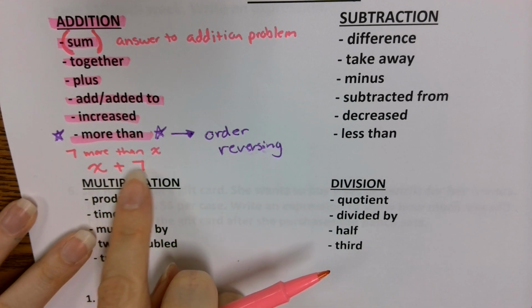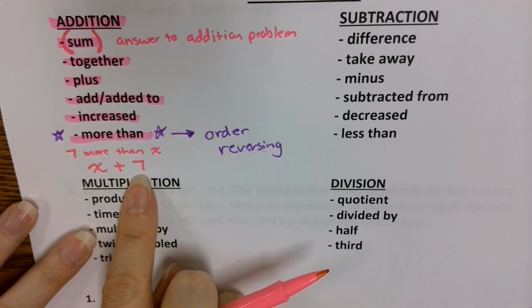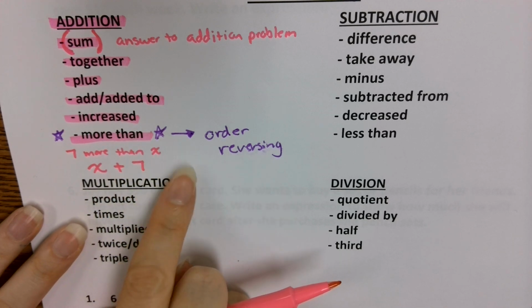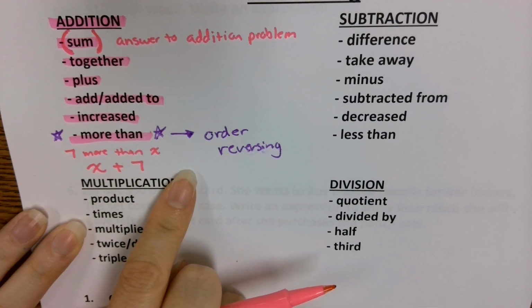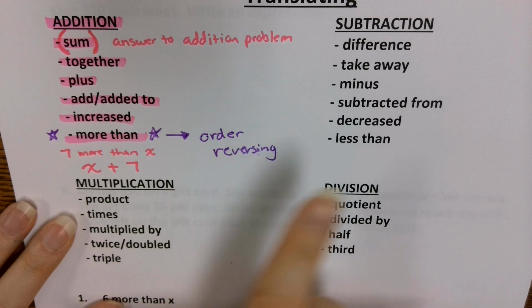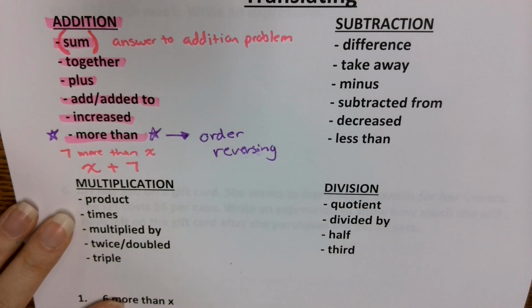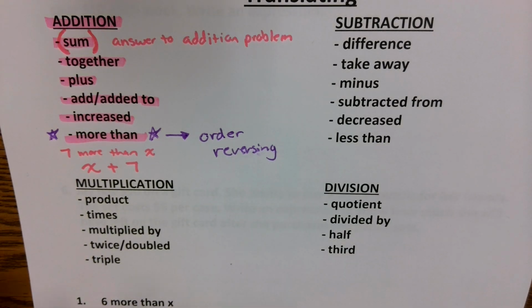You have to make sure you understand that. This is a very important one. This is the kind of thing that people get wrong all the time. And it doesn't make as much of a difference with addition as it does with subtraction. Subtraction also has some order reversing words. So let's take a look here at subtraction.